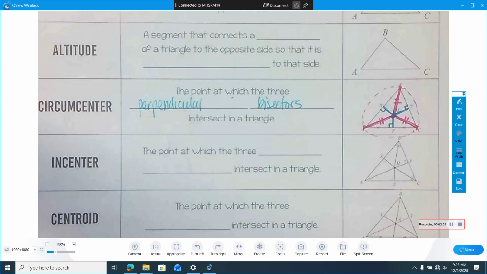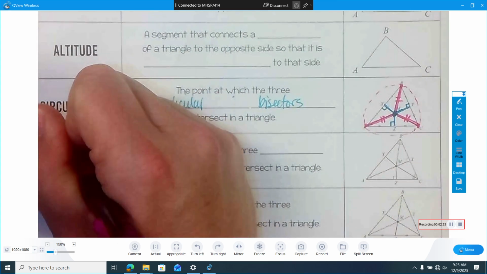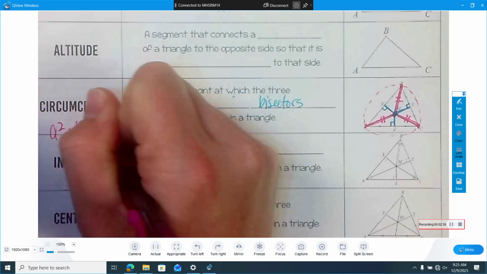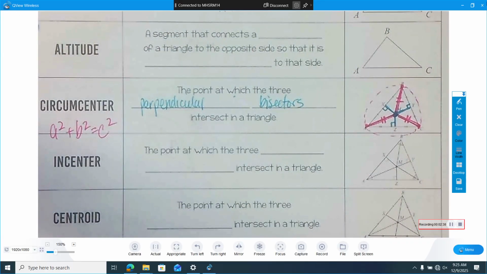And this creates a ton of right triangles. So we have the Pythagorean theorem we've got to think about. So for both of these, we have to remember our Pythagorean theorem there. They're going to be helpful for both of these, because we get lots of right triangles.